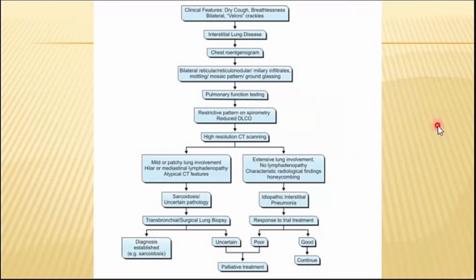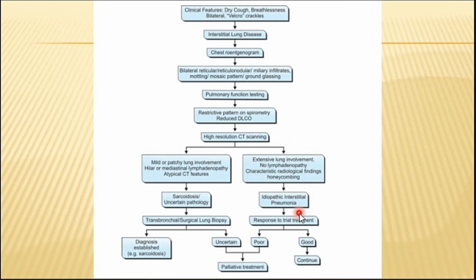Okay. So basically, to summarize, this is a diagnostic algorithm. You have your clinical features, your breathlessness, velcro crackles. You suspect ILD, so you do a CT or a chest X-ray. If there are bilateral reticular and reticulonodular or miliary infiltrates, basically any pattern suggesting ILD, then you do a PFT. If the PFT also has features to suggest ILD, then we do an HRCT. You look at the involvement. If there's extensive involvement, the UIP pattern, then you think of an IIP and start treatment with whichever drug you want to use.